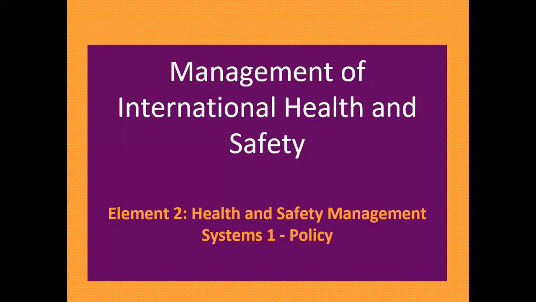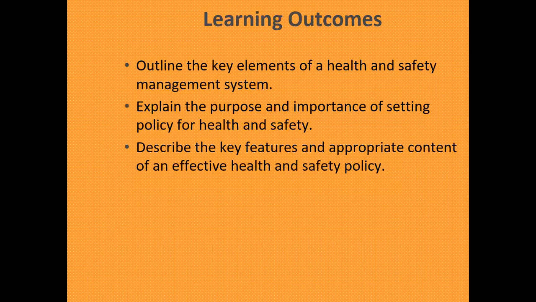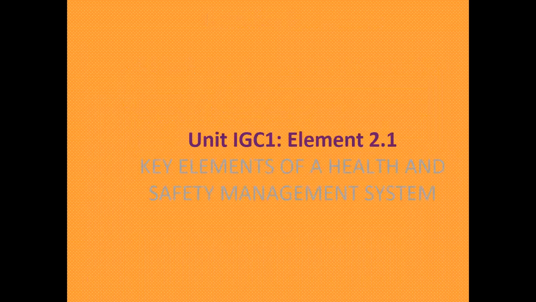Okay, now we are going to start our element 2. You can see my screen. Yes, sir. Management of international health and safety. Element 2 is health and safety management system. So number 1, what are the learning outcomes? After covering this element, we will be able to outline the key elements of a health and safety management system, explain the purpose and importance of setting policy for health and safety, and describe the key features and appropriate content of an effective health and safety policy.